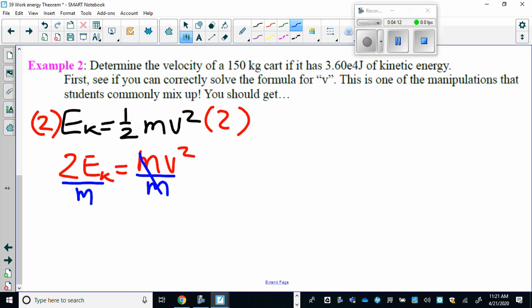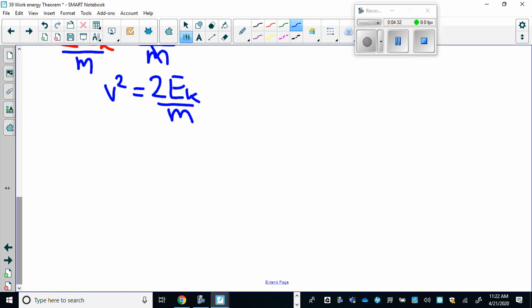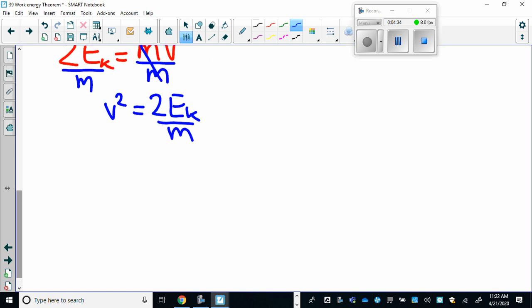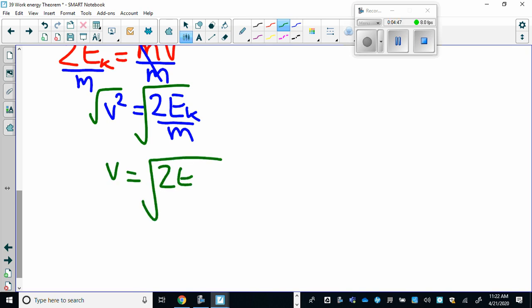Those will cancel out, and then we're left with... I'm just going to reverse the order so we're reading from left to right. V squared, therefore, equals 2 times the kinetic energy divided by the mass. And then the final step to this manipulation of the formula: we want to find V, not V squared, so we're going to square root both sides of the equation. The square root of V squared is simply V, and we end up with this.